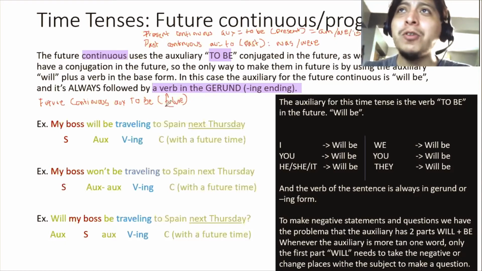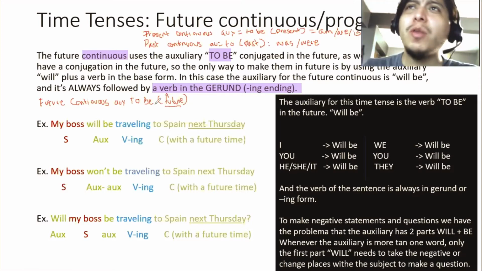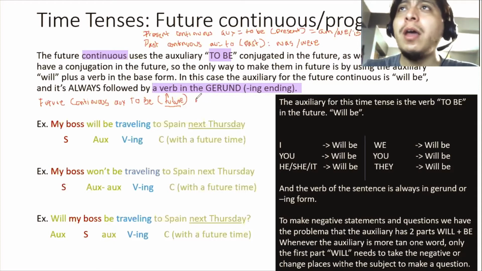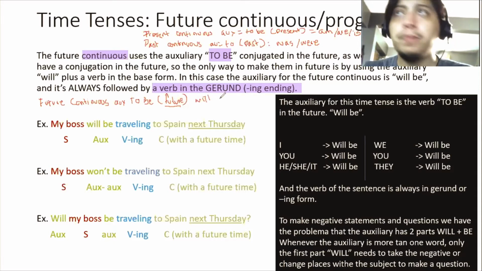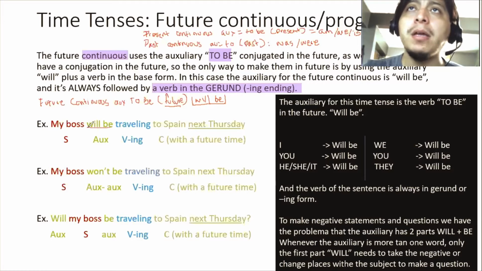So they don't have a future conjugation. So what do we do? You don't have a conjugation for the verb to be in the future. The only way to do it is using the auxiliary for the future, will, plus the verb in the base form: will be. My auxiliary is two words long. The auxiliary is will be. I have two words that are doing the function of being the auxiliary.